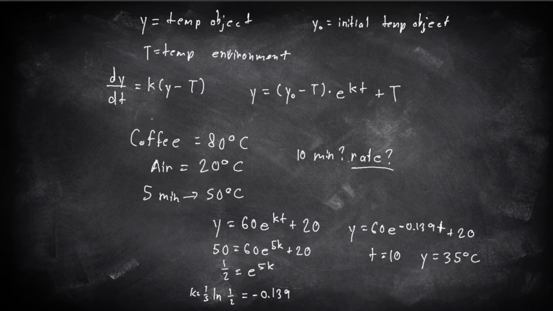Now, if we want to find the rate, we use this formula. So we know k is negative 0.139. We know the temperature at that point is 35, as we just calculated, and the temperature of the environment is 20. So that's negative 0.139 times 35 minus 20, which is 15, and you should come out as something around negative 2 degrees Celsius per minute. That means the rate at which the coffee's temperature is changing at 10 minutes is negative 2 degrees Celsius per minute.